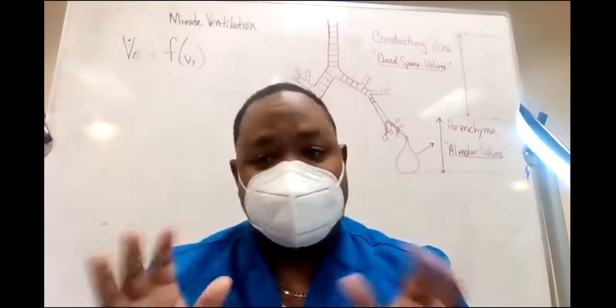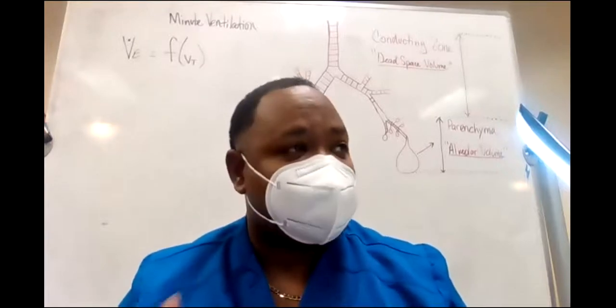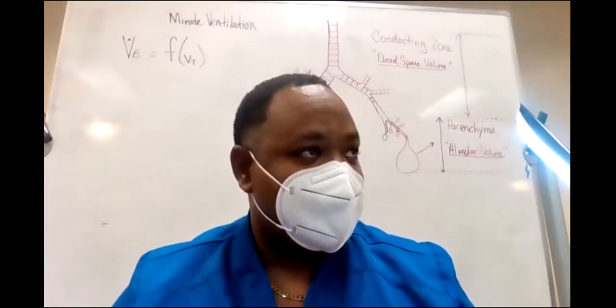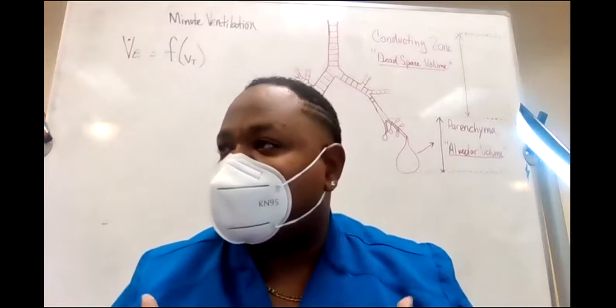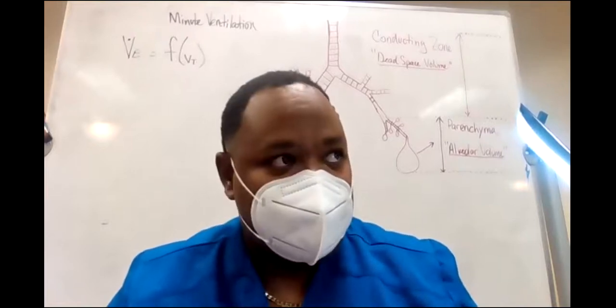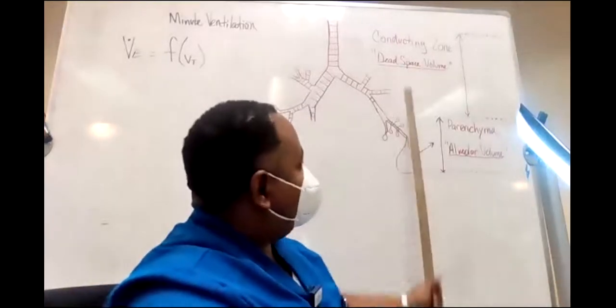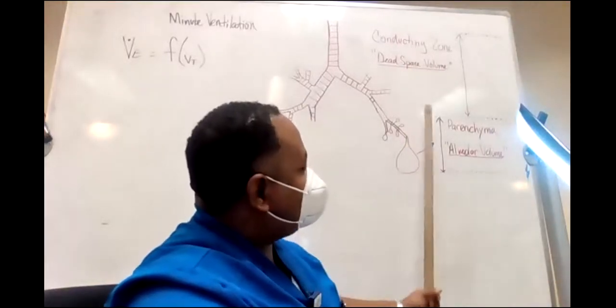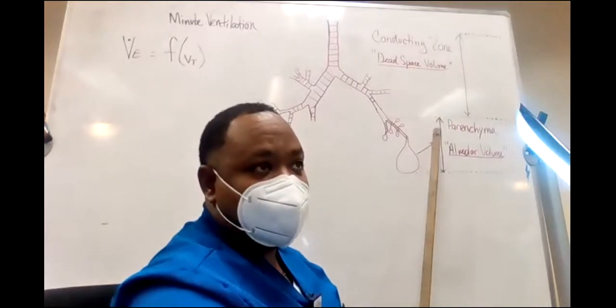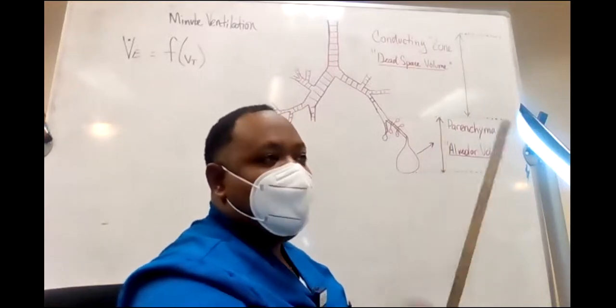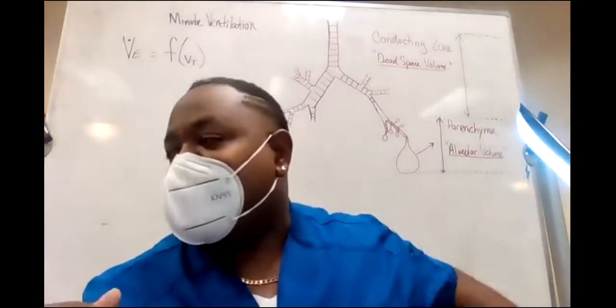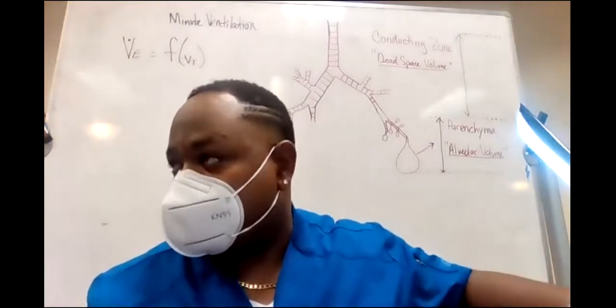That gas is not participating in gas exchange. Therefore, it's wasted, right? And anytime it's wasted, it's considered to be dead space, right? There's no magic happening in the conducting zone. It's simply just moving gas to get it to the parenchyma, okay? When it gets to the parenchyma, then it can start participating in gas exchange, right?